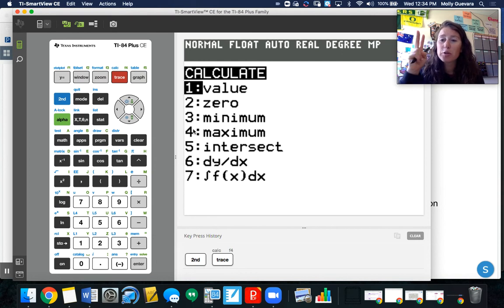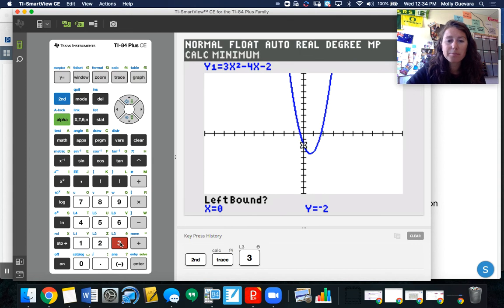So if you have a minimum and a maximum, you have to do this twice. But in this problem, I only have a minimum. So I'm just gonna go and hit 3, or you can scroll down to 3 as well. And this will show the equation up here, and that's the equation I want, so that's good. And then it'll ask me left bound.